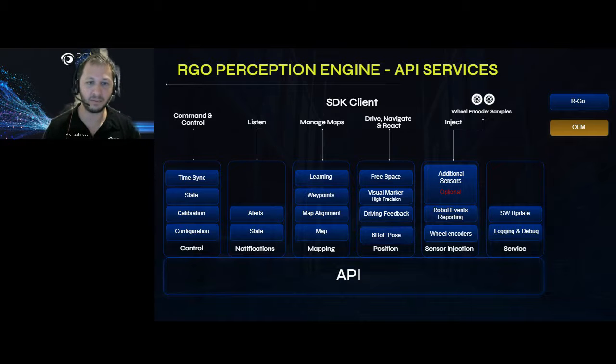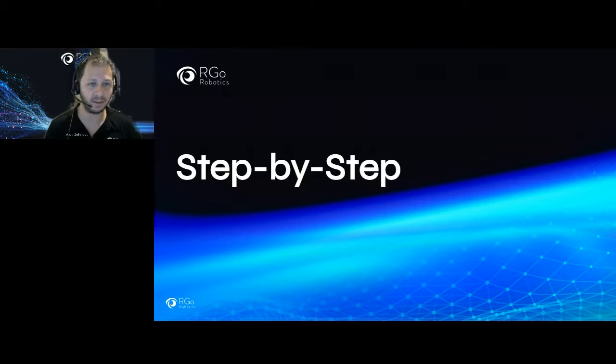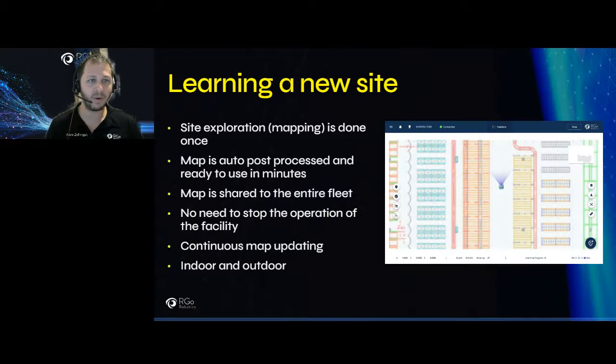Now I'm going to give you a short description of the step-by-step deployment and how the perception engine works. So let's talk about learning a new site, or mapping, what we call site exploration. On the right, you can see an example of our RGo console, which is a web GUI for the integration phase and management state for the perception engine.